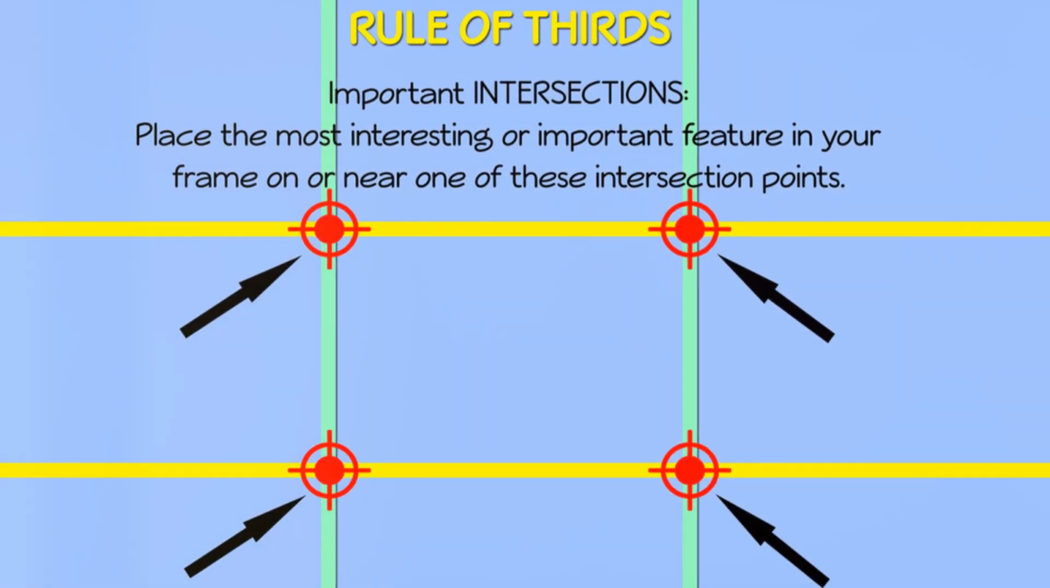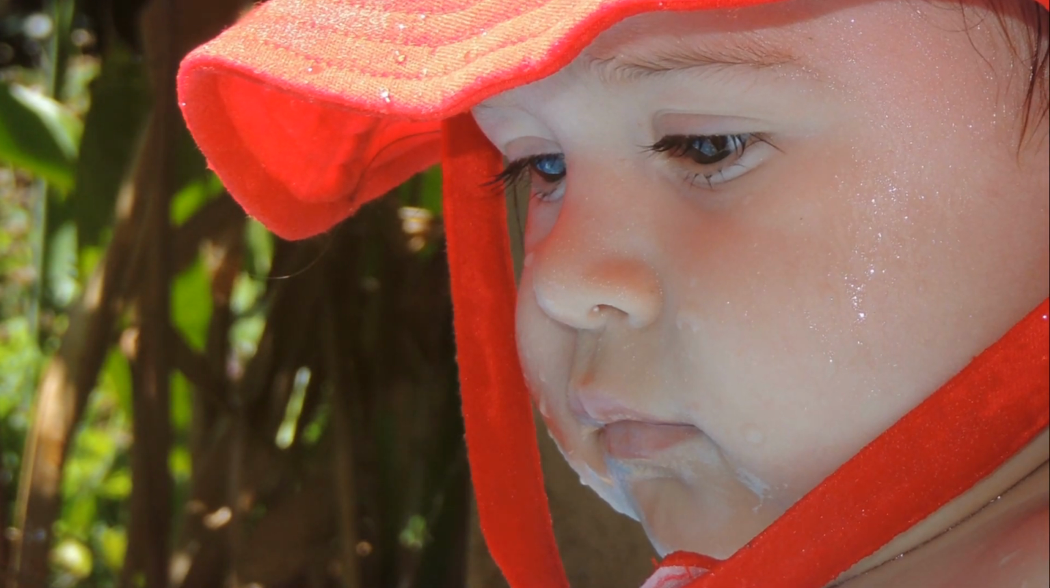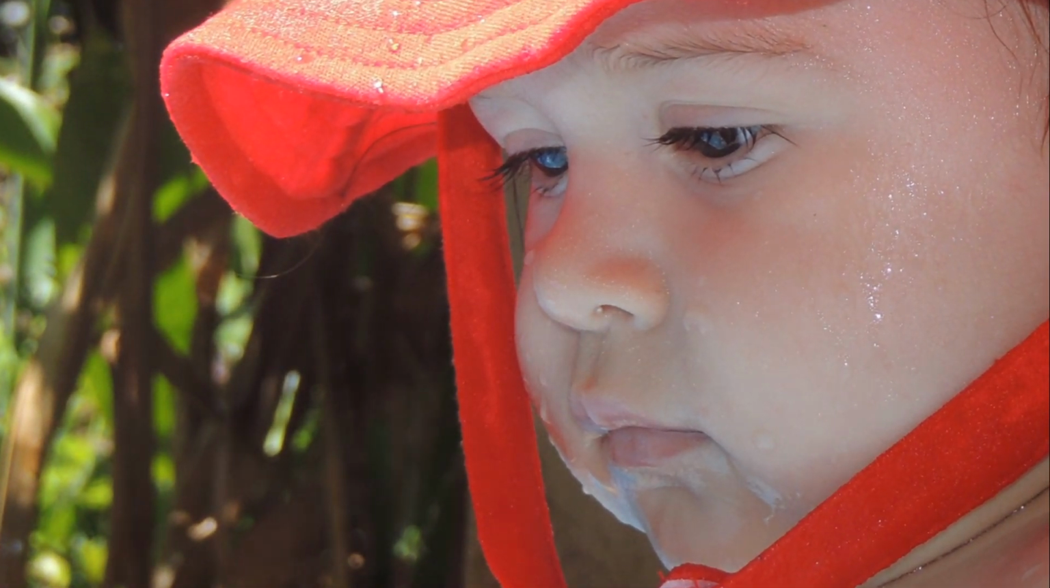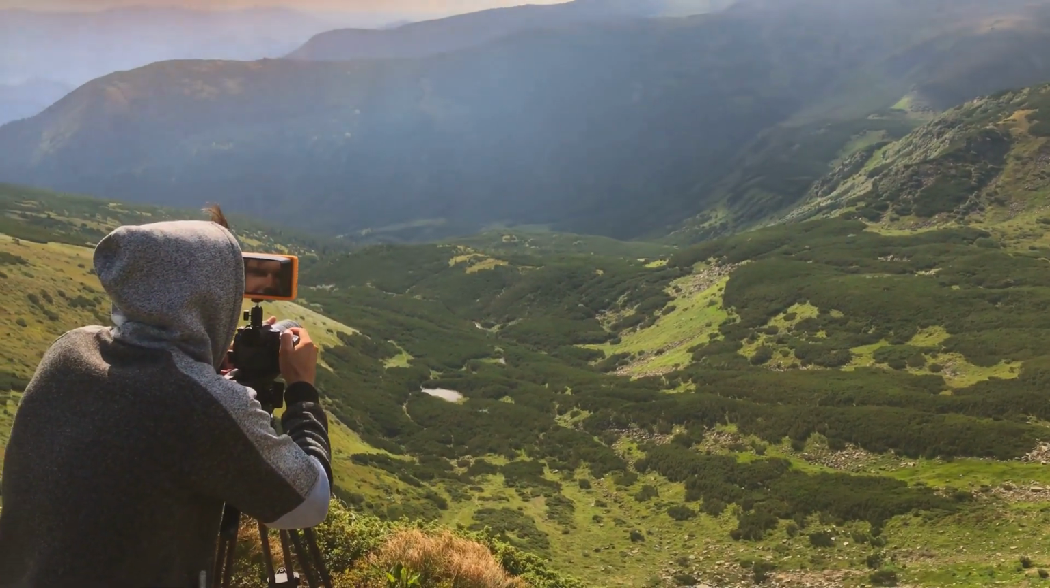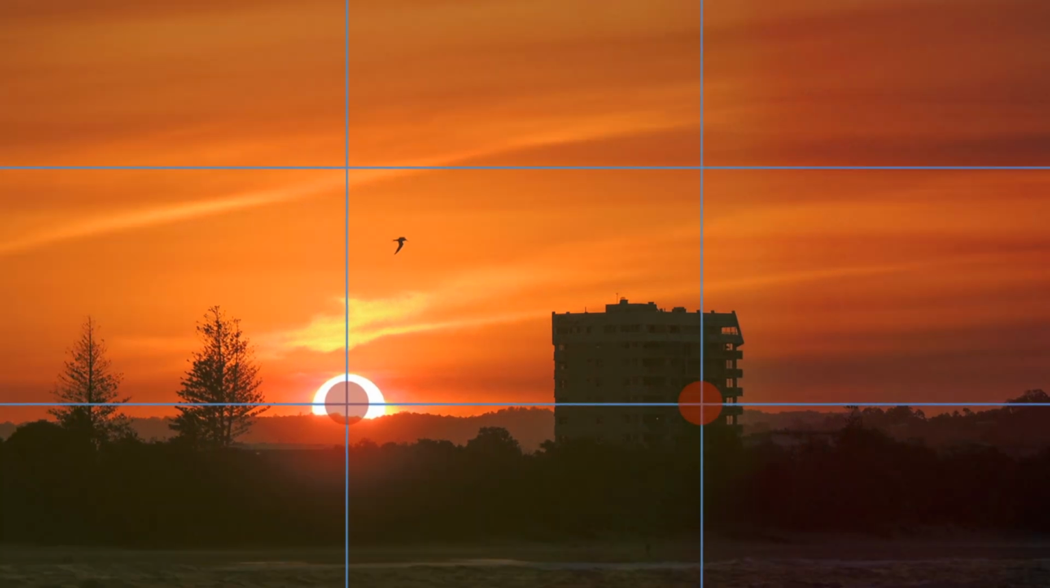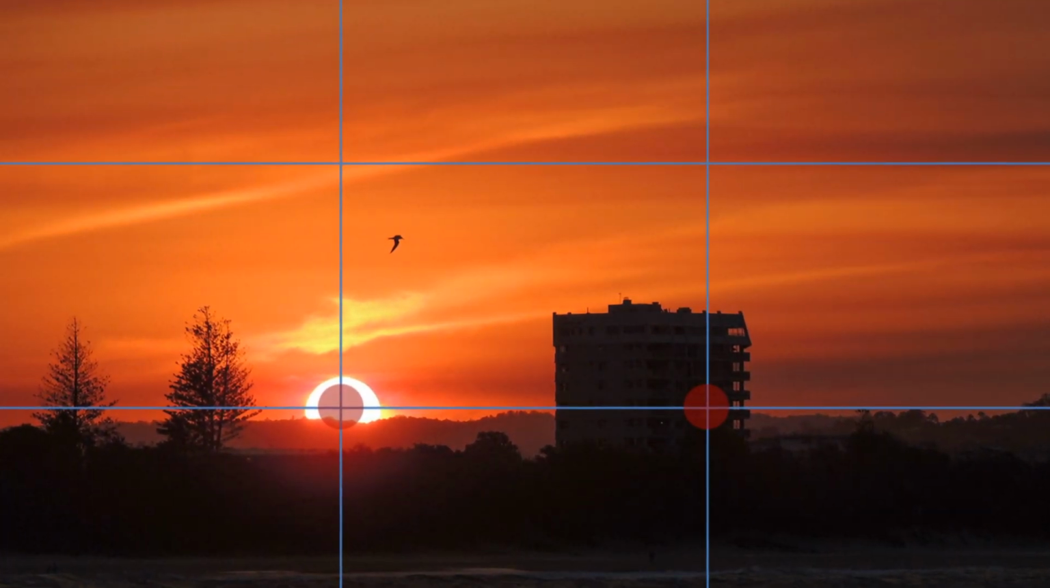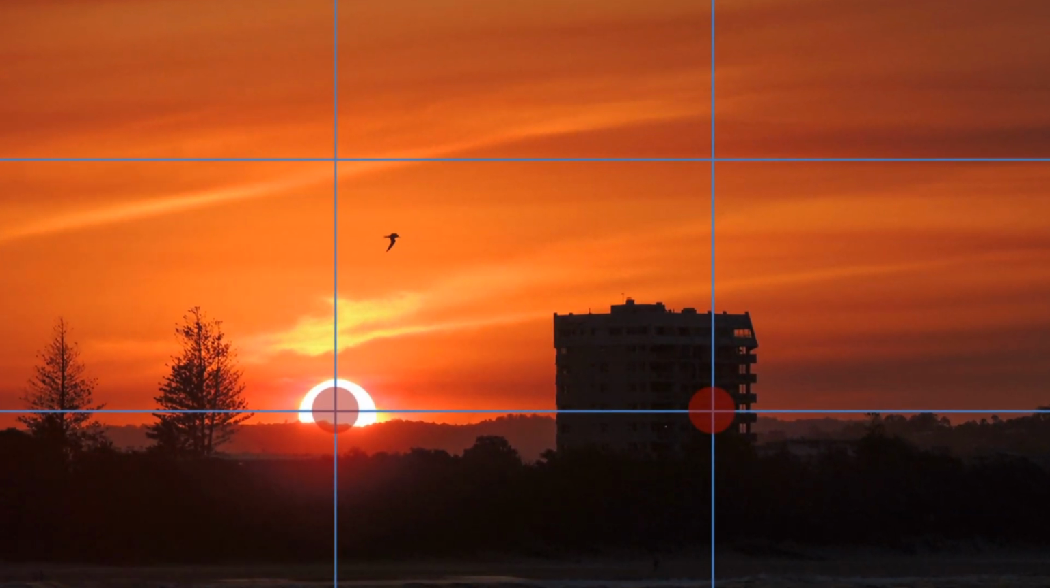For instance, focus on aligning important elements like the eyes in portraits along these lines or intersections. Similarly, when capturing landscapes, position key features such as the horizon, trees, or buildings along the grid lines. This technique can make your photos more engaging and visually appealing.